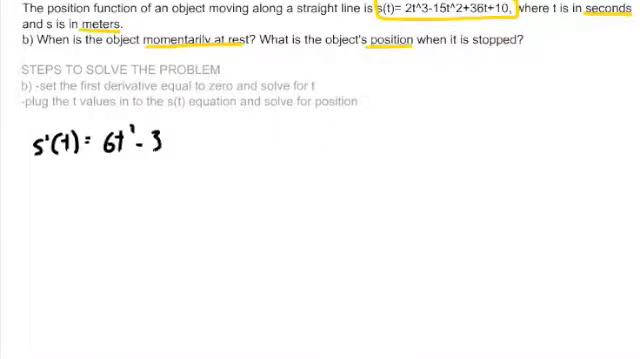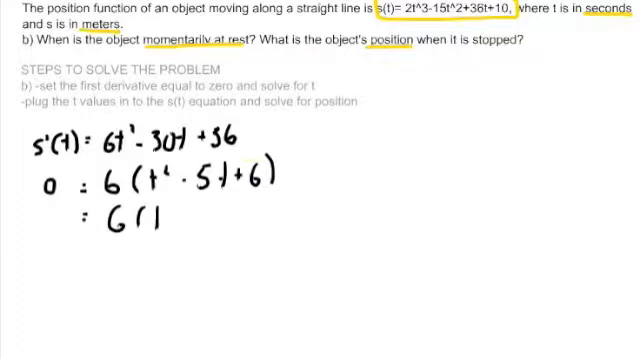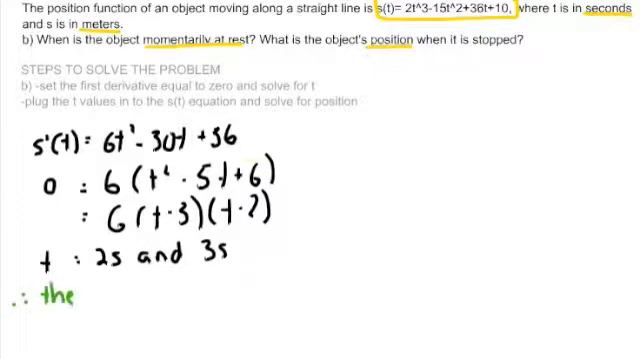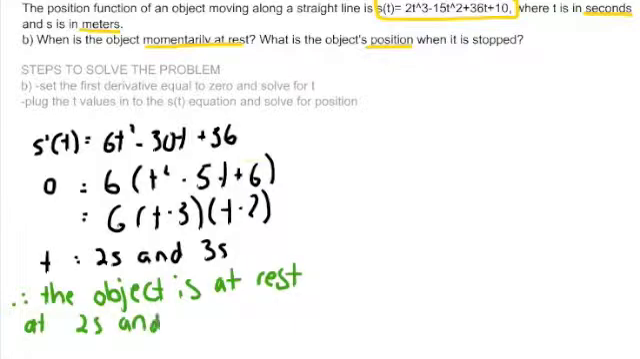As we found earlier, s prime of t is equal to 6t squared minus 30t plus 36. When we set this equal to 0, we factor out the 6 and factor the polynomial. We get t is equal to 3 and t is equal to 2. Therefore, the object is momentarily at rest at 2 seconds and 3 seconds.